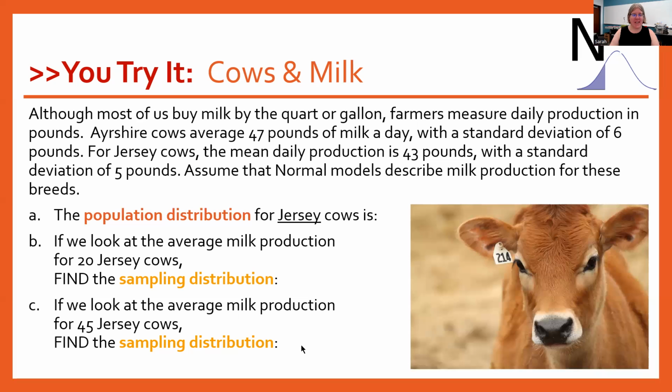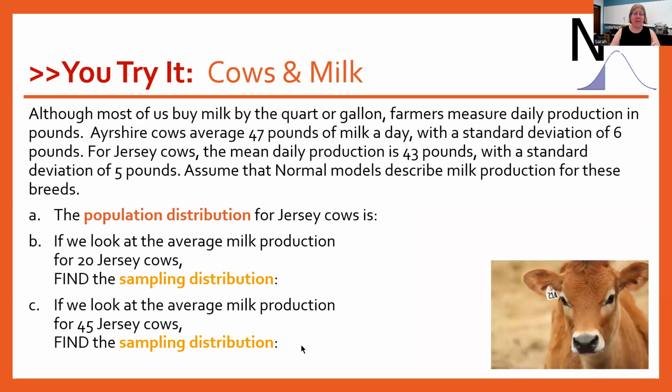All right, so let's take a look at these. So this is specifically for the Jersey cows. So it'll be normally distributed with a mean of 43 and a standard deviation of 5. If we're looking at the average milk production for 20 Jersey cows, my sample size, or N, is 20. And so I'll take the original standard deviation of 5, divide by the square root of 20, and I get 1.118 for the standard deviation.